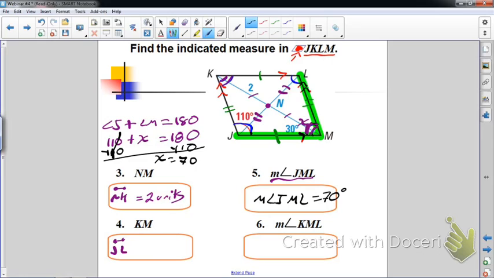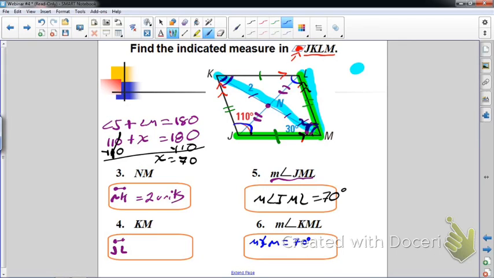So let's go ahead and look at the next one. I'll put it in a different color, light blue. And then it says the measurement of KML. So it's this one right here that's blue. Now we know exactly what M is. For us, the measurement of angle M is 70 degrees.